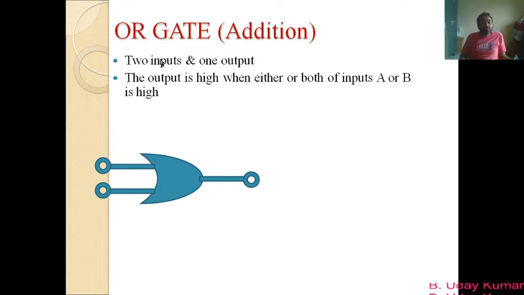As you already know, this OR gate has two inputs and one output, right? So this is the logical symbol of the OR gate. The circuit symbol of the OR gate is this one, so please check it out. It has two inputs: this is one input and this is another input, and this is the output.